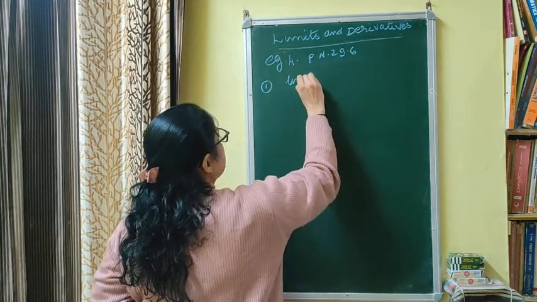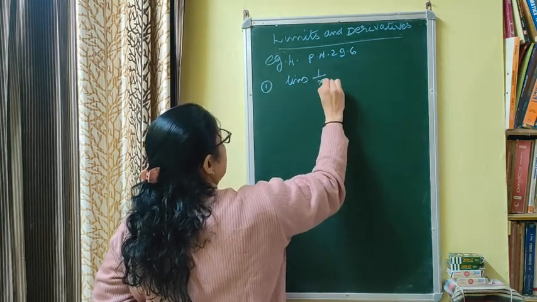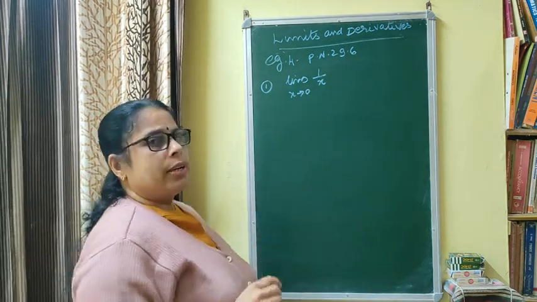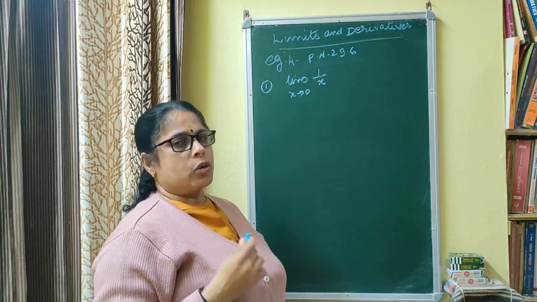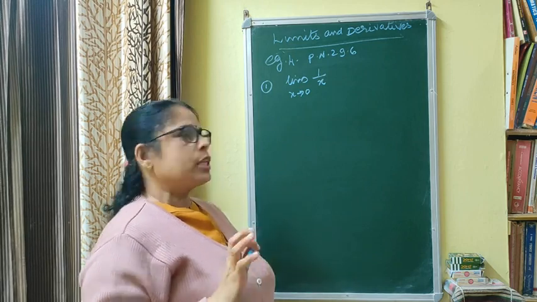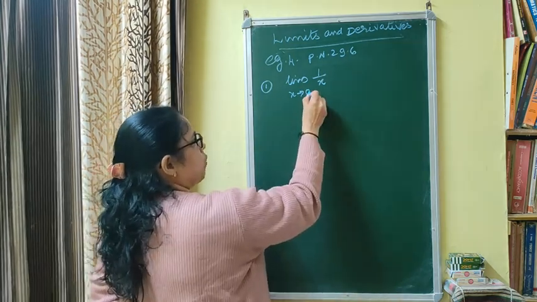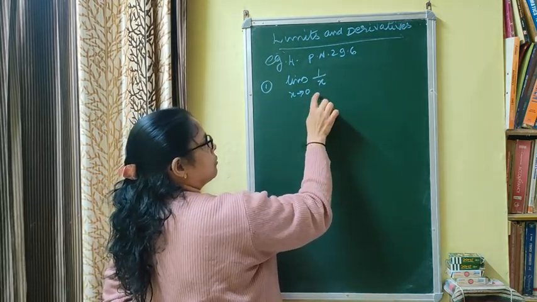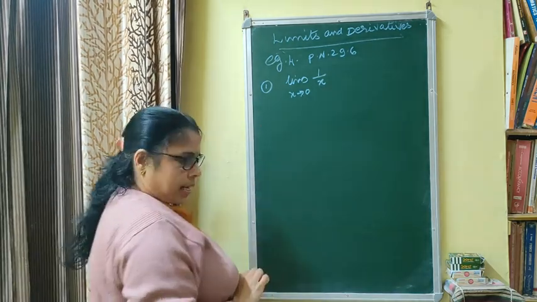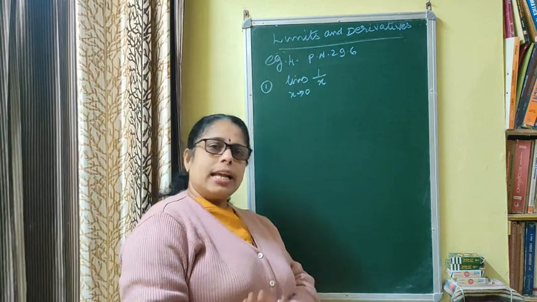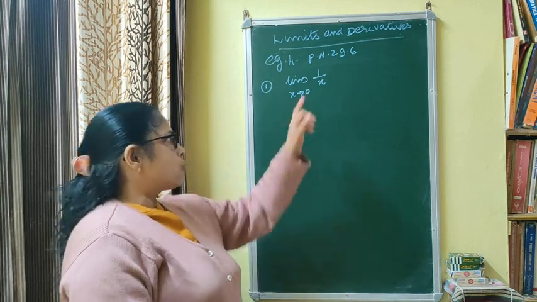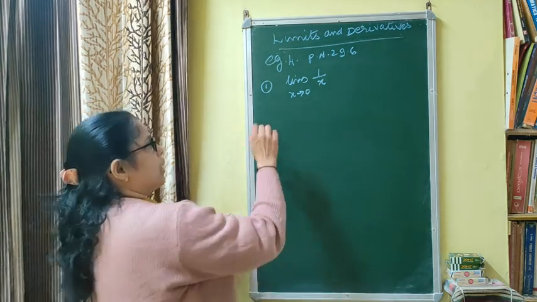First part is limit 1 by x as x tends to 0. Now you have to check whether the limit is existing or not. For that, the given point is 0. Now you have to start from left hand limit as well as right hand limit, because the function is not in redefined form.